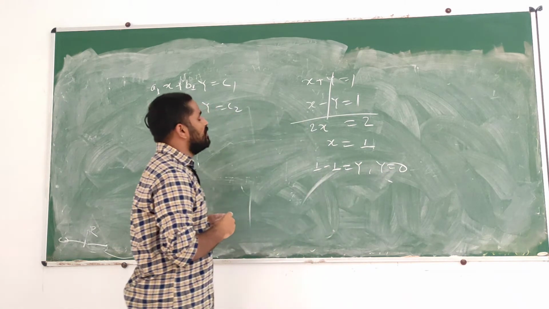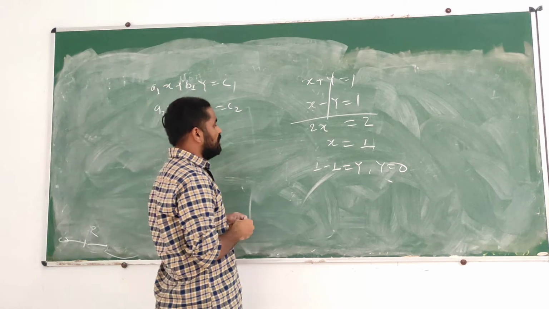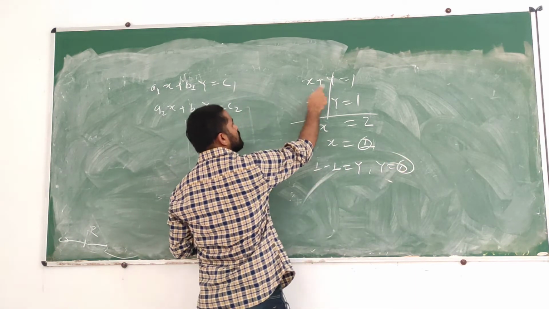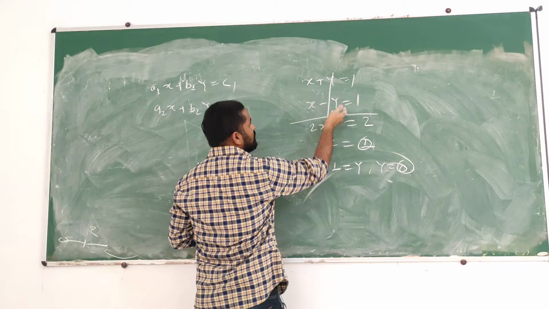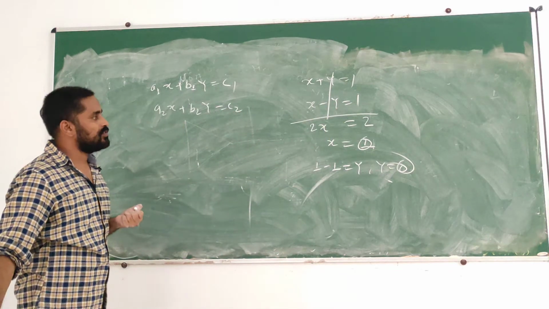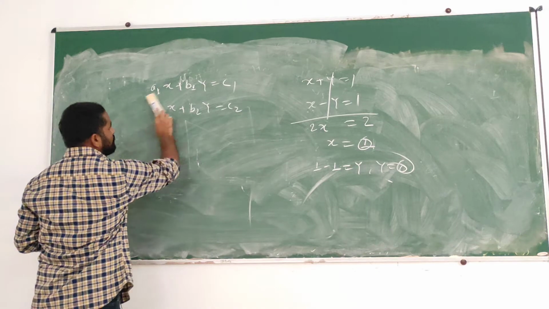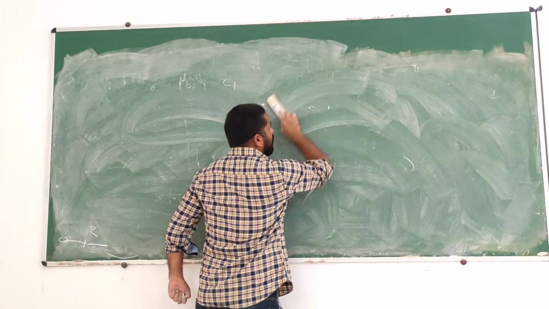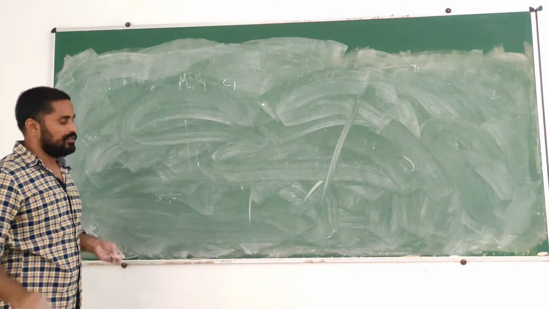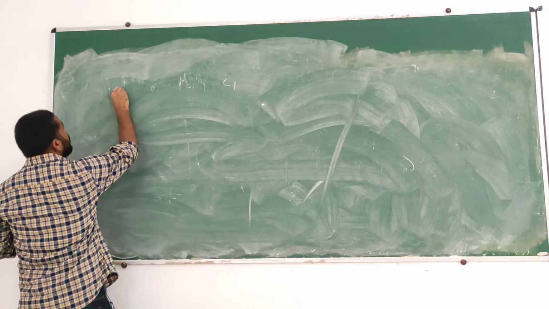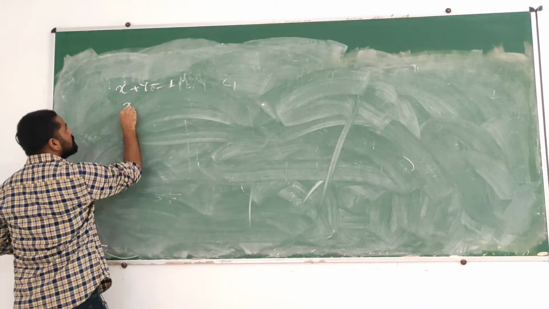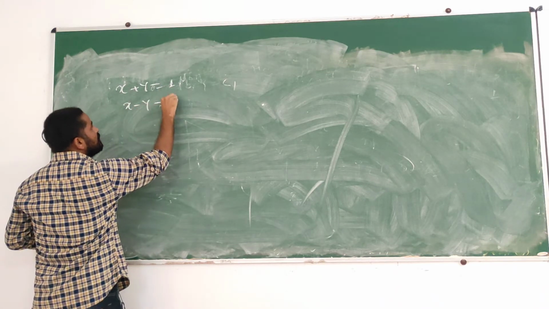We can do it graphically also, it is very easy. Now we got x equal to 1 and y equal to 0. If you put x equal to 1 and y equal to 0, you get 1, and 1 minus 0 is 1. Now you need to check it with an op-amp circuit. How do you do it? See, x plus y is equal to 1 and x minus y is equal to 1.